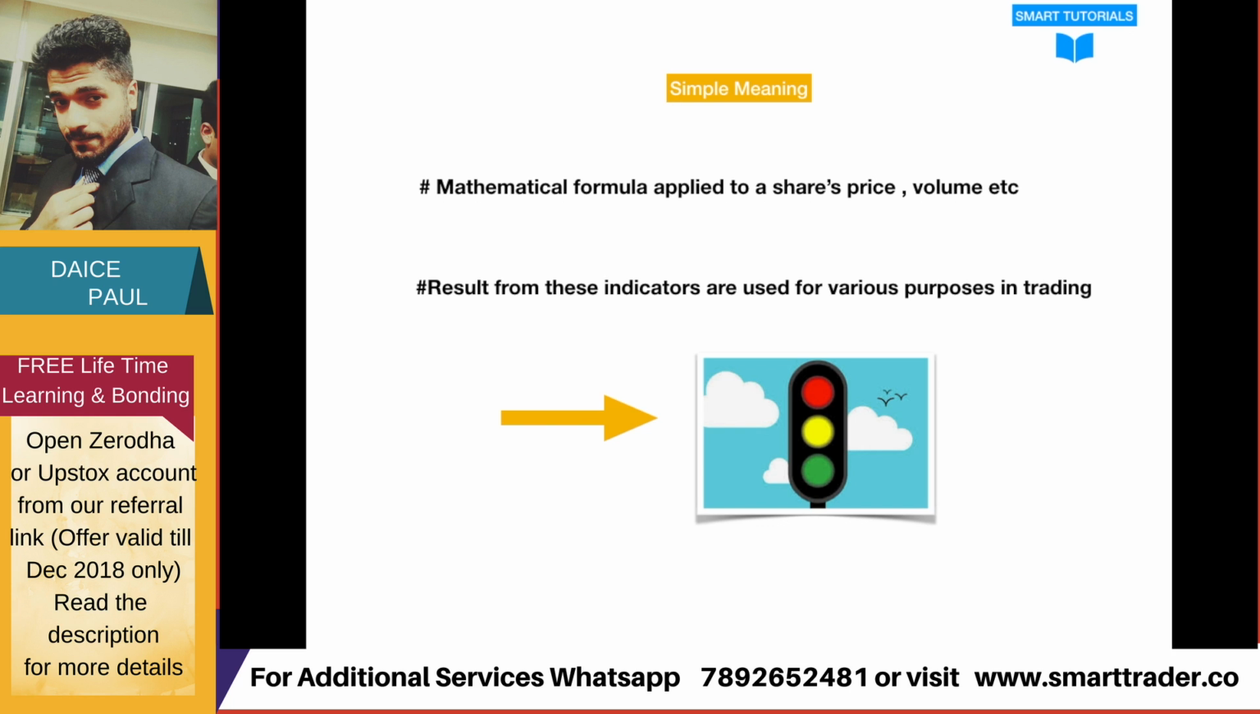And the last picture I mentioned over here is just a traffic light. To make things simple for beginners, your technical indicators are just like your traffic signal. When you go on a road on your bike or car, or even walking or by bus, you would be seeing some traffic lights on the road, right? They will show red light, yellow light, and green light. Basically it's an indicator for you to stop, or get ready, or then you can go forward. Same way our technical indicators work.